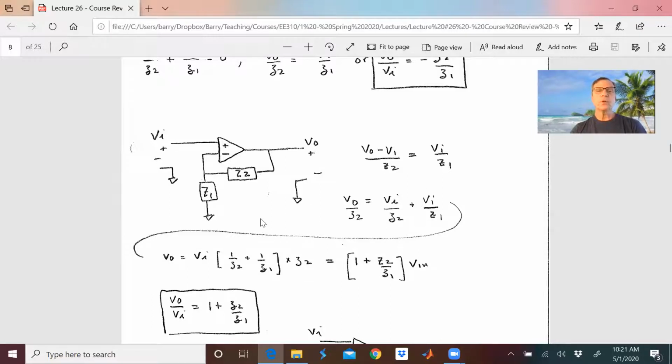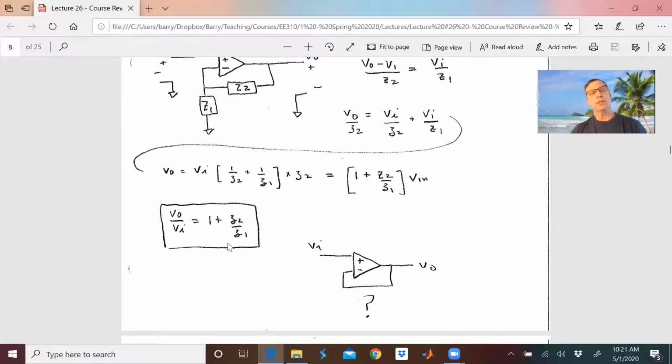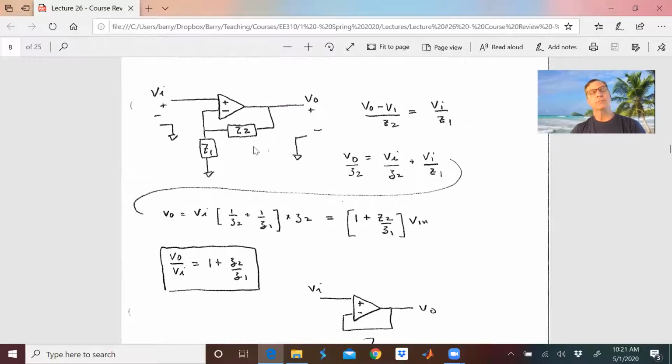So we take these and we grind through the math, and we get V out over V in is 1 plus Z2 over Z1. Again, Z2 can be a clump. It can be a couple of things in parallel, which you'll see in my notes I'll call ZP. And Z1 also could be a big clump of stuff.